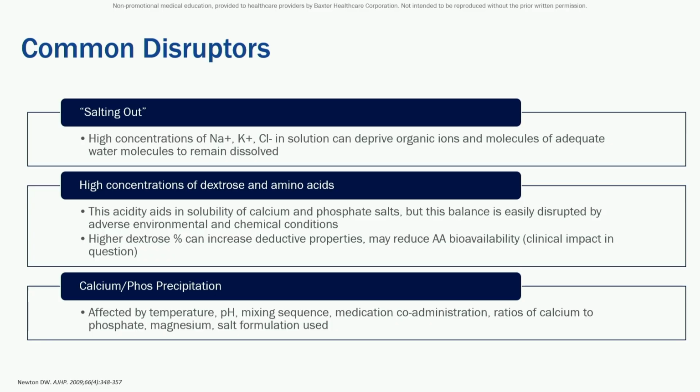You can have high concentrations of dextrose and amino acids that really help you with your calcium and phos ratios, but also can be easily disrupted by adverse chemical environmental changes. So if you Y-site something in accidentally that is more basic, you could end up with a precipitate in your line. Focusing a little bit more on calcium and phos precipitate, those can be affected by 100 different things: temperature, pH, how you mix the PN itself, medication co-administration, the ratios, magnesium, you name it, it probably impacts your calcium and phos ratios.